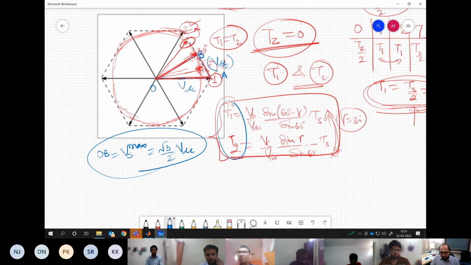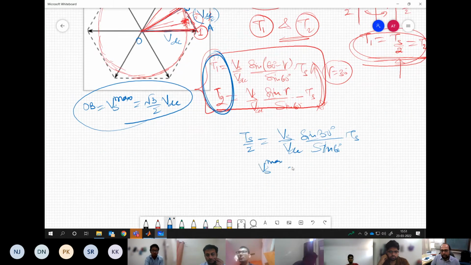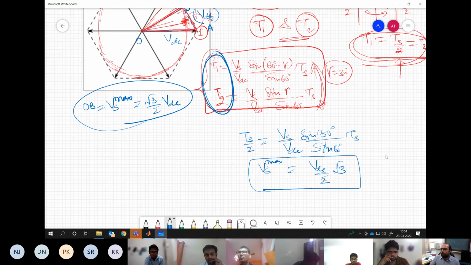Fine, that is one way. Or simply you can equate the time durations from here. You equate T1 and T2 both equal to Ts by 2 and you will achieve the same value, sine 30 by sine 60 times Ts. So this will give you Vs max equal to √3 by 2 times VDC. Both give the same answer, and that's the meaning and physical relevance of what we are doing. You understand the point? Yes, sir.